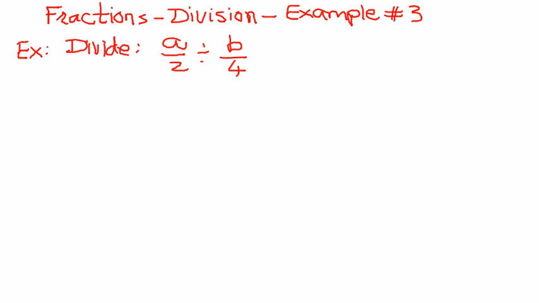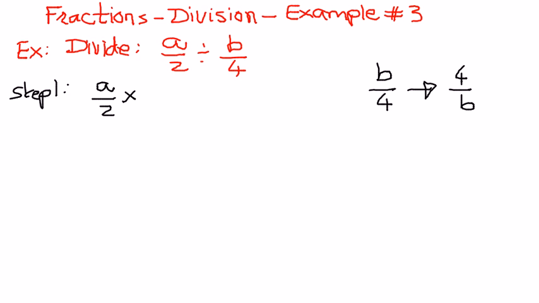So in here we're going to follow the process which we want to simplify this expression. We're going to write the first fraction as is, a over 2. We're going to change the division into multiplication, and then we're going to write the second fraction as the reciprocal of it. So we have b over 4 as the second fraction. The reciprocal of b over 4 is going to be equal to 4 over b, and that is the way we're going to write the reciprocal. The denominator becomes the numerator and the numerator becomes the denominator.